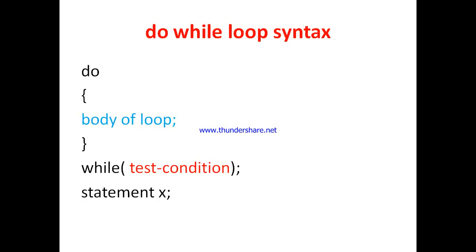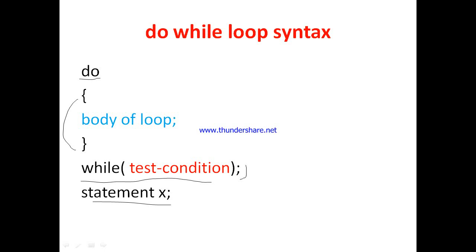Now let us see the syntax of the do while loop. The do while loop starts with the keyword do, then the body of the loop, then while, then the test condition, and at the end there is a semicolon. In the while loop there is no semicolon for the while condition, but here in the do while loop there is a semicolon for the while condition, and at the end statement X is present outside of the body of the loop.